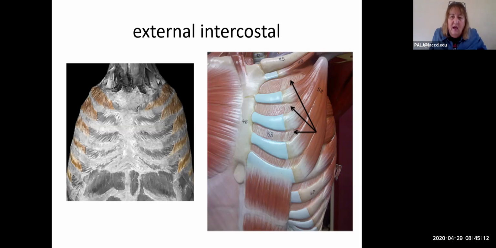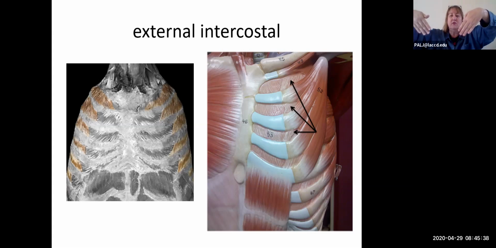Now these muscles all start posteriorly and then move their way anteriorly, and the external intercostals do not make it all the way to the sternum. So that's why in the medial aspect of this chest, you can see deeper muscles with a different muscle fiber direction. So you need to pay attention to muscle fiber direction to figure out which ones are the external intercostals.